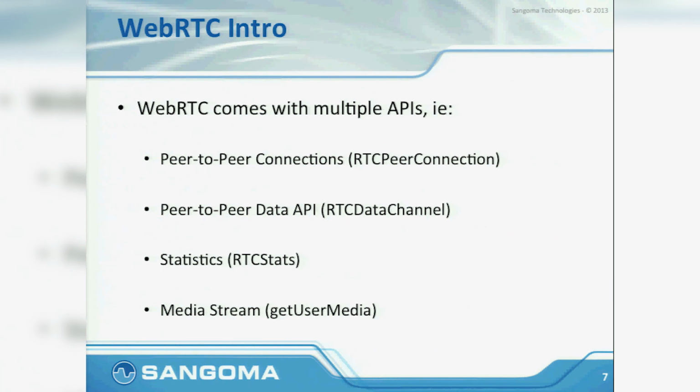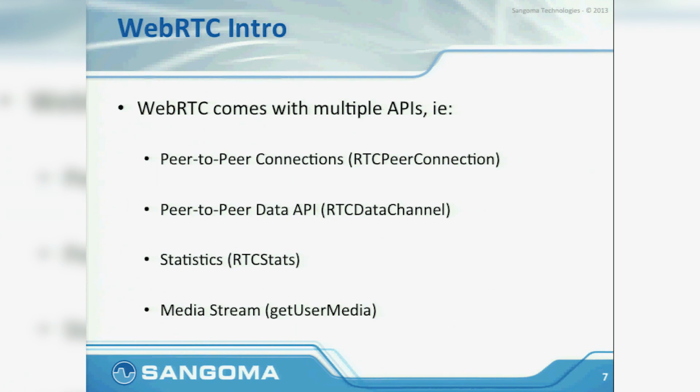First is the peer-to-peer connections, the RTCPeerConnection class, which is basically the main one that allows you to create a peer-to-peer link between two browsers, right? There is a peer-to-peer data API, which, as I said, allows you to exchange generic data, such as for video games, synchronization between one browser and another, what is happening in one web browser and what is happening in another web browser. There is statistics.